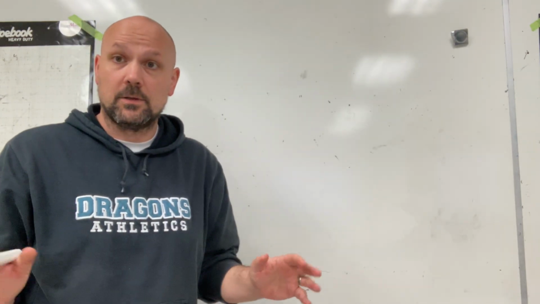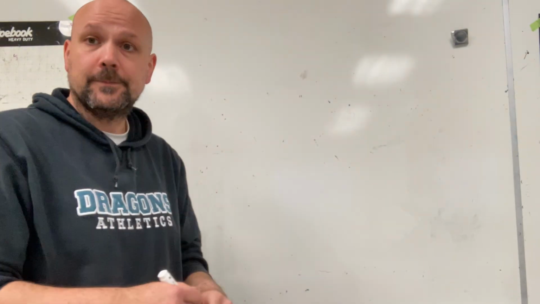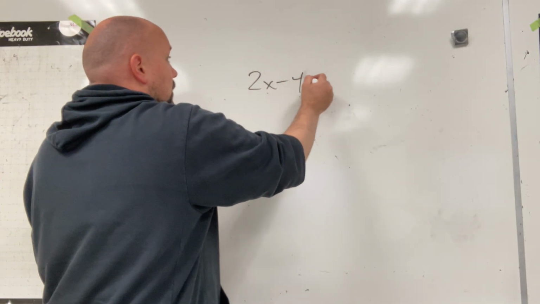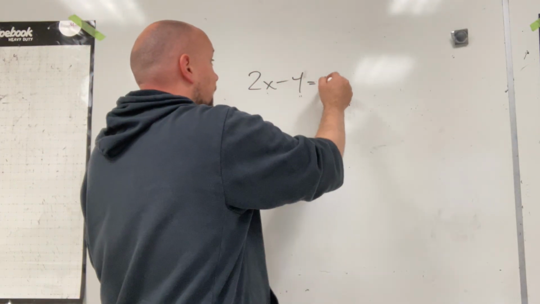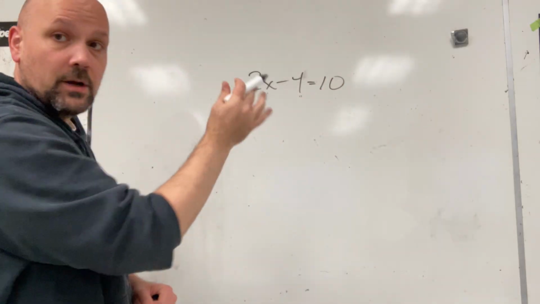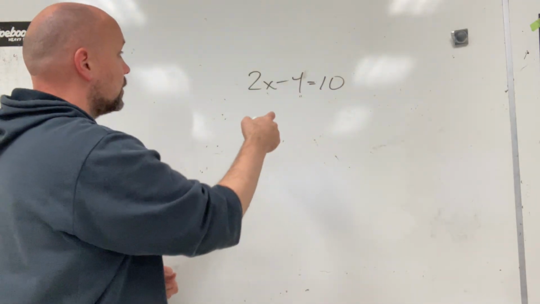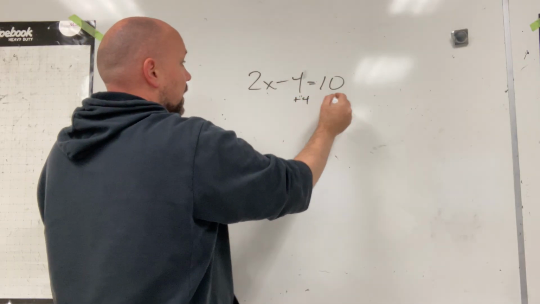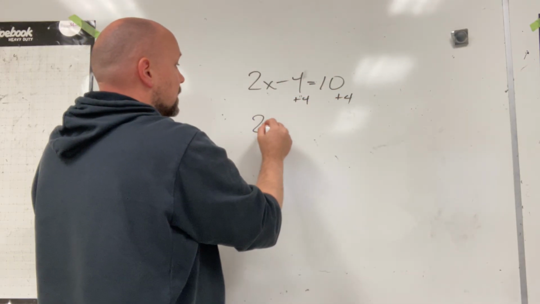Let's recap a little bit of what we did. So to solve equations, you guys came up with the fact that we're just going to do all the opposite operations in backwards order, right? So 2x minus 4, I have to peel the 4 away. So I'm going to add 4 to both sides.